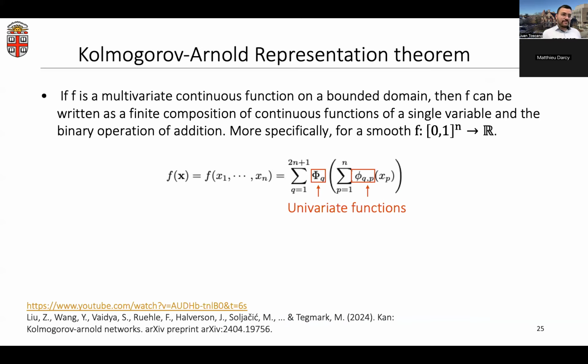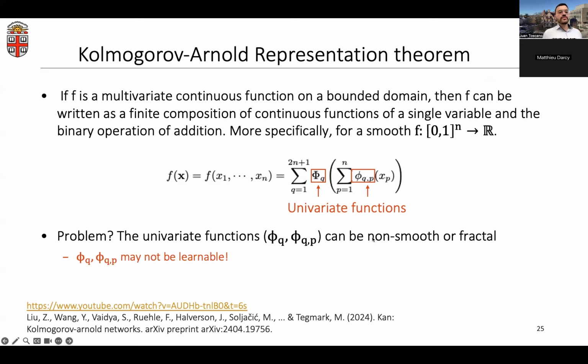Let's recall that KANs are based on the Kolmogorov-Arnold representation theorem, which tells you that any multivariate function can be expressed as a summation of univariate functions in some kind of combination. The nice thing about this expression is that it's an exact representation, not an approximation as is usually the case with the MLP, and that was pointed out in Ximing and Yishuan's paper. But there could be a problem: these univariate functions can be non-smooth or even fractal, which essentially means that they may not be learnable.